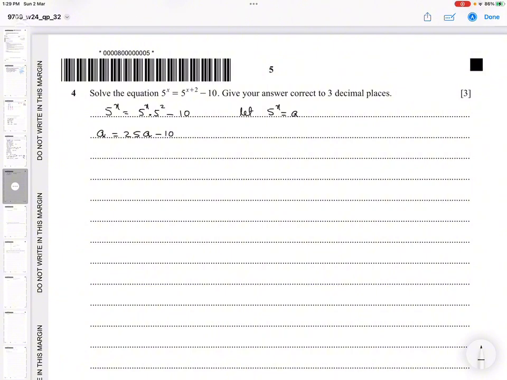5 to the power 2 is 25 and 5 to the power x is a. So 25a minus a equals 10. So 24a equals 10. So a equals 10 by 24. So a equals 5 by 12. Now write 5 to the power x equals 5 over 12. Take log on both sides.